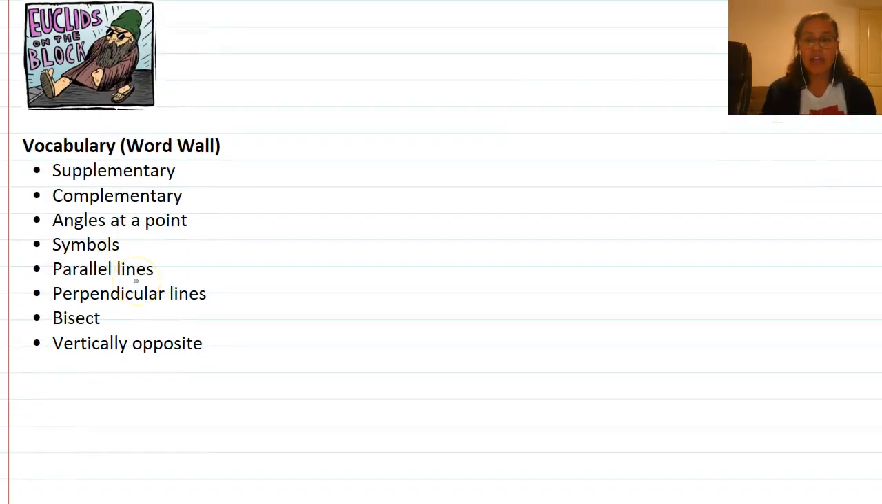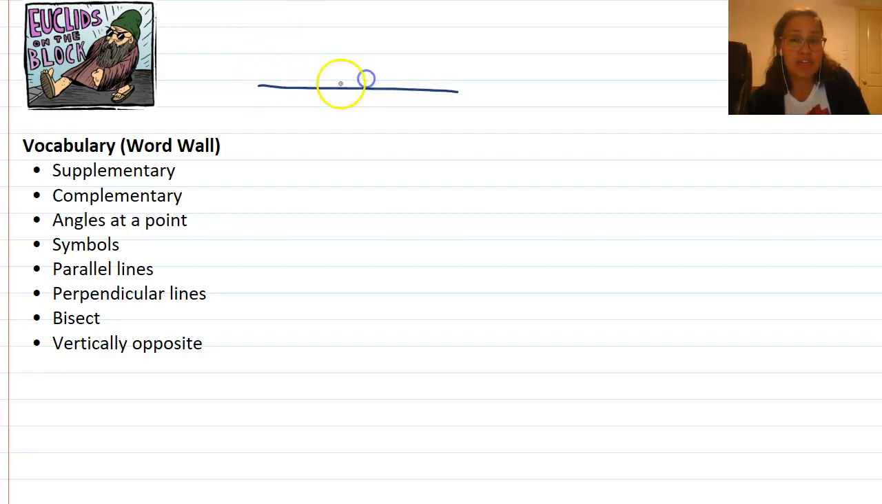So your vocab, supplementary. When you have supplementary angles, those angles add up to 180. Essentially you have your straight line, you have A and B. A plus B equals 180 degrees because they're on a straight line. So this is what we call supplementary. Cool, so we've got that one.